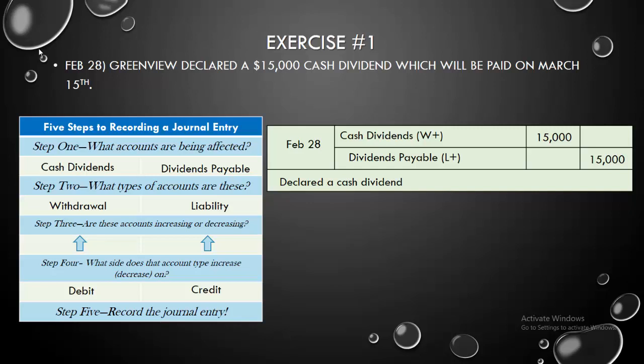We're not actually paying the dividends until the following month, so we're not going to credit cash. We have to create a liability, just like we did in the last entry. This time the liability is for dividends that we're going to pay in the future, so our credit is dividends payable. So the February 28th journal entry for the declaration of these future dividends is going to be a debit to cash dividends for $15,000 and a credit to dividends payable for the same amount, to record the journal entry where we declared a cash dividend.